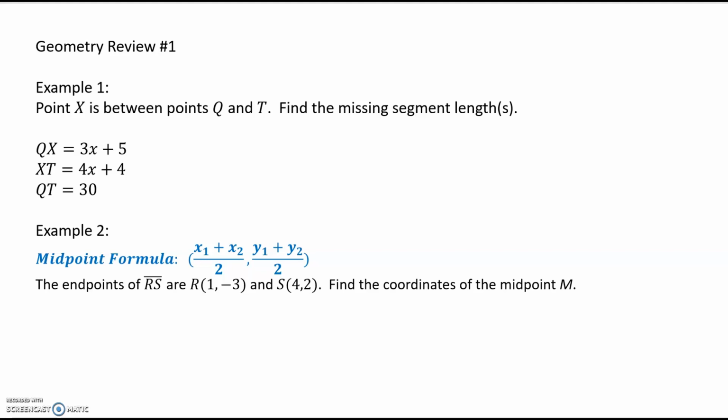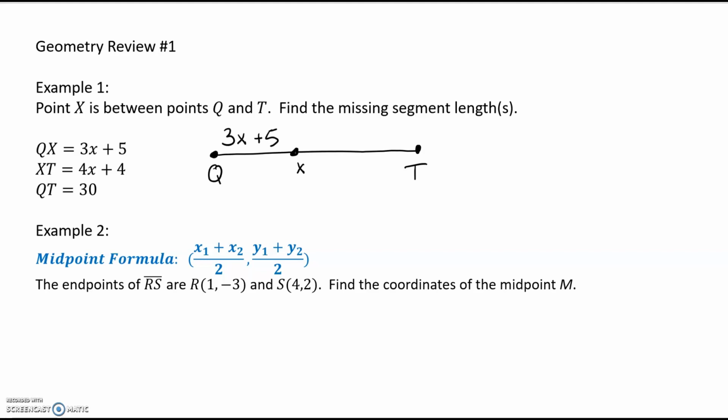So geometry review number 1, example says point X is between points Q and T. Find the missing segment lengths. So what we're going to do first is actually draw. It says it's a line segment, and X is somewhere between Q and T. So we're just going to draw it somewhere in between. It doesn't have to be the middle. It can be the middle when you're drawing it. It's up to you. Just make sure you have something to represent what you're doing.